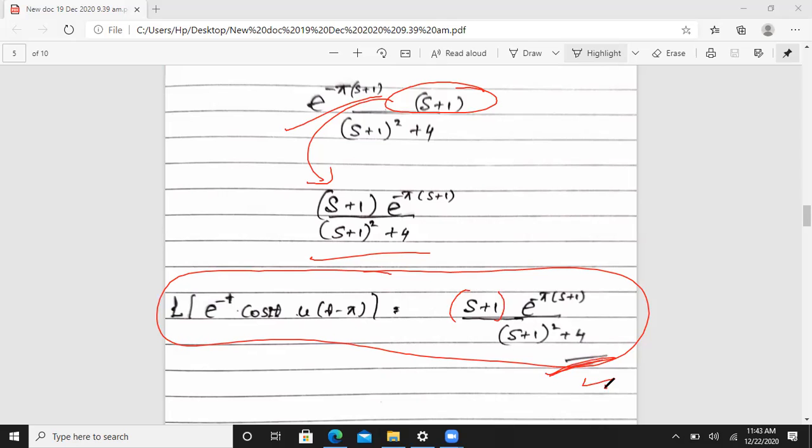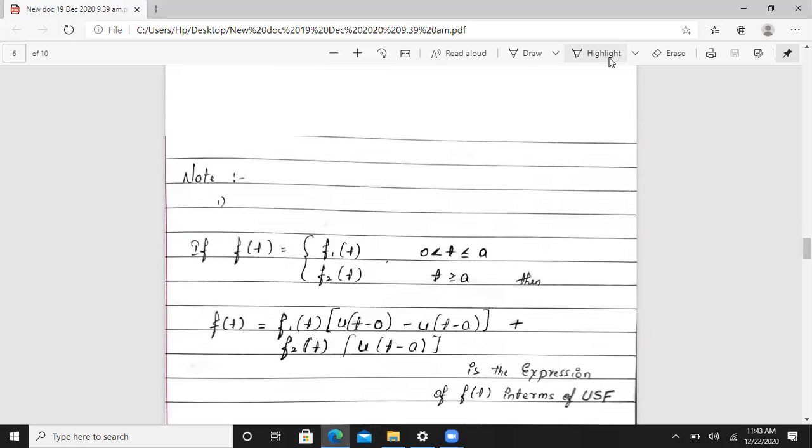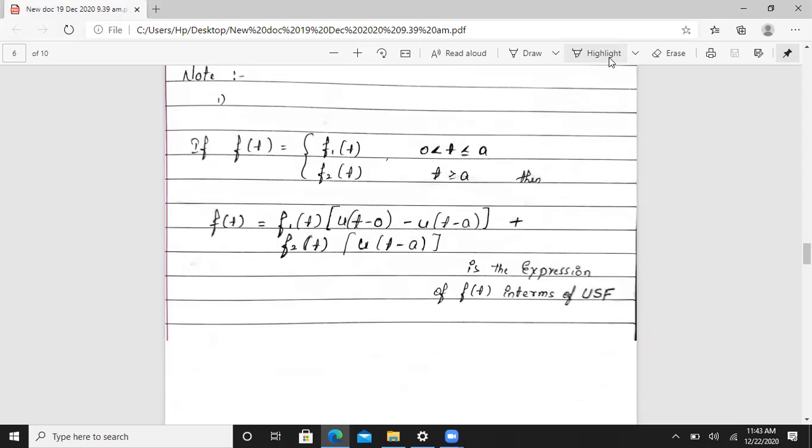Okay, and you will get one note here. That is, if we get two functions, that is f of t is equal to f1 and f2. f1 when t lies between 0 to a, and f2 when t is greater than a.